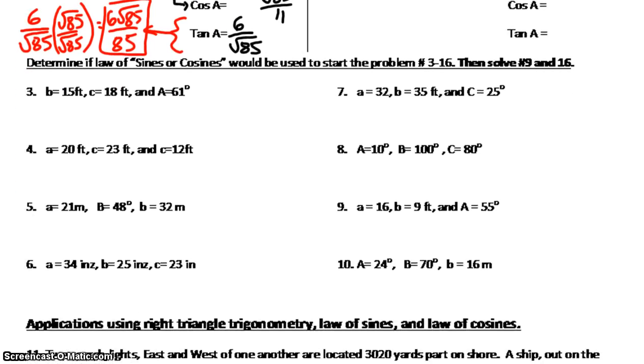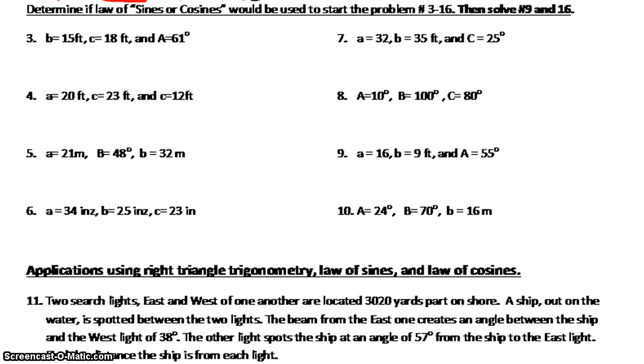Now, the next part of this review says, determine if law of sines or cosines would best be used to start the problems in 3 through 10, and we're not going to solve any of these at this time. We've had some practice, and we'll see that in applications. Now, let's look at 3. We see that we have 2 sides and an angle. So we have a side, another side, and an angle. So we have some possibilities.